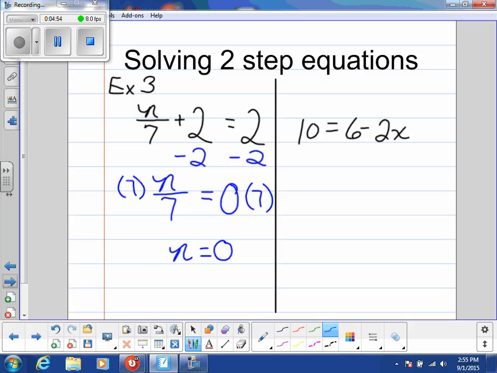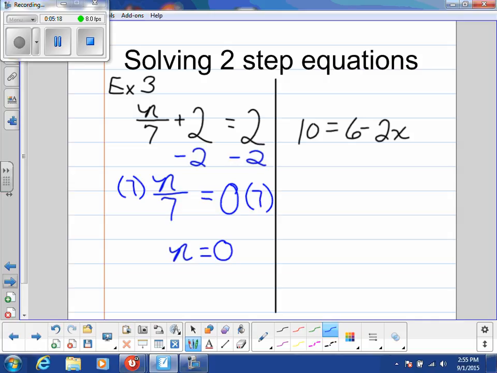The next example, 10 equals 6 minus 2x, is one of the examples that's actually worked out in your textbook. So if you looked in your textbook on page 36, you would see this equation worked out as example 1. There's something special about this one. Even though it's done the same way, sometimes people get fooled. So I'm going to show you how this works.